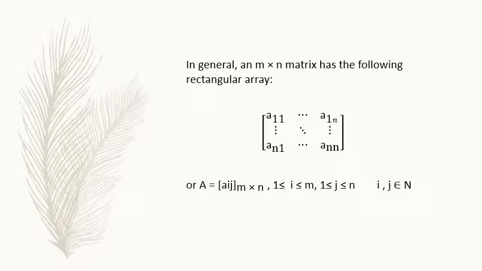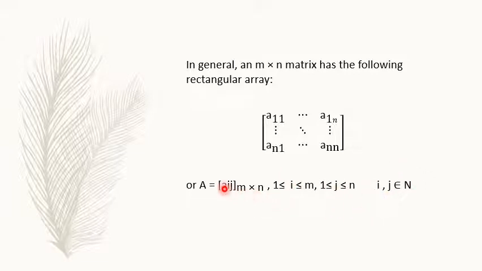In general, an m by n matrix has the following rectangular array, that is m rows and n columns. So A11, A12, etc. A1n, Am1, Am2, etc. Amn. Or the representation is like this: Aij in a square bracket and m by n as a suffix. The value of i is running from 1 to m. The value of j is running from 1 to n.